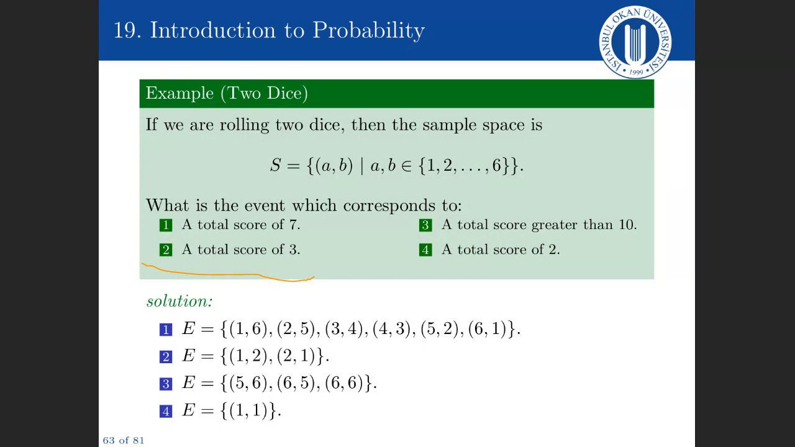Or let's suppose we're asked, what is the event which corresponds to a total score of 3? To get a score of 3, we're going to have either a 1 and a 2, or a 2 and a 1. So we're looking for the event, which is the set containing (1, 2) and (2, 1). What is the event which corresponds to a total score greater than 10? How can we get a score which is greater than 10? We could have 5 and 6, 6 and 5, or 6 and 6. And finally, what is the event which corresponds to a total score of 2? We must have 1, 1.